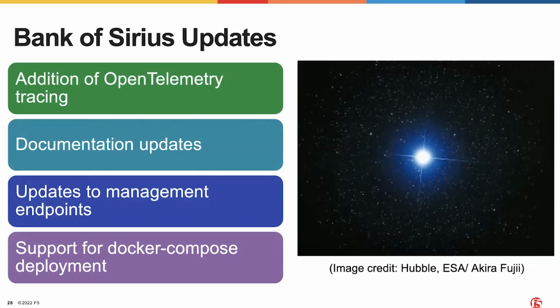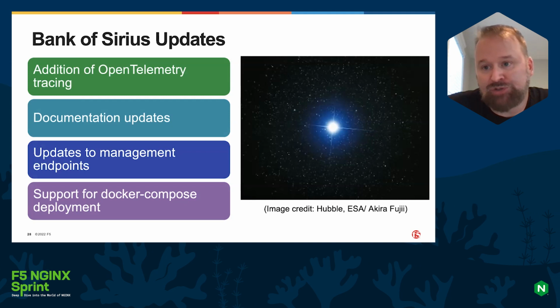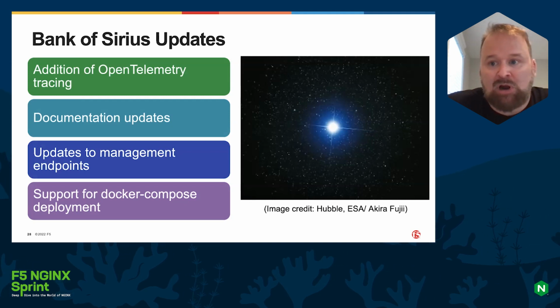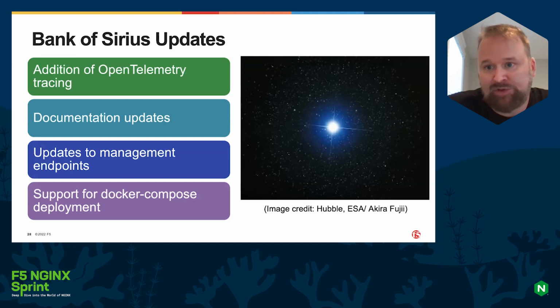The Bank of Sirius is our fork of the Google Bank of Anthos project and is the application we currently deploy as part of Mara. Over the course of the last year, we've made some huge changes to it, a lot of which are kind of under the hood in terms of bug fixes, readability fixes.